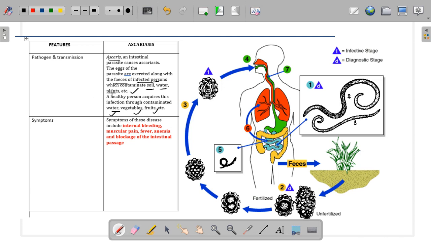The symptoms include internal bleeding, as the small intestine gets infected and starts bleeding, muscular pain, body aches, fever, anemia. Anemia means loss of blood, especially RBC count, and blockage of the intestinal passage. So it is related to the digestive system, right?